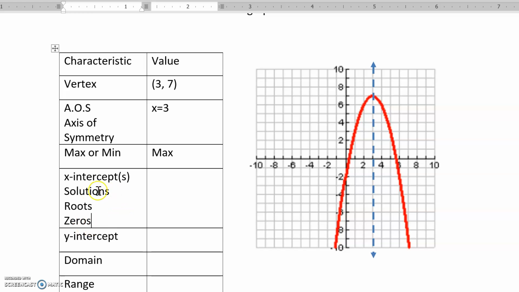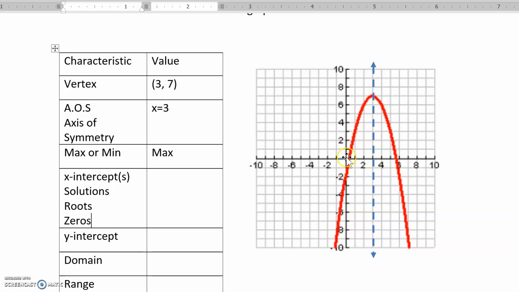So when it asks for x-intercepts, it could be asking for all of this. If it asks for the solutions, it's asking for the x-intercepts. If it's asking for the roots, it's asking for the solutions. If it's asking for the zeros, it's asking for the x-intercepts, vice versa, all the way around. The x-intercepts like to disguise themselves as different words. If we look here at our graph, it doesn't cross the x-axis at a really pretty number, so you are going to estimate and make your best guess when it doesn't cross at a pretty number.